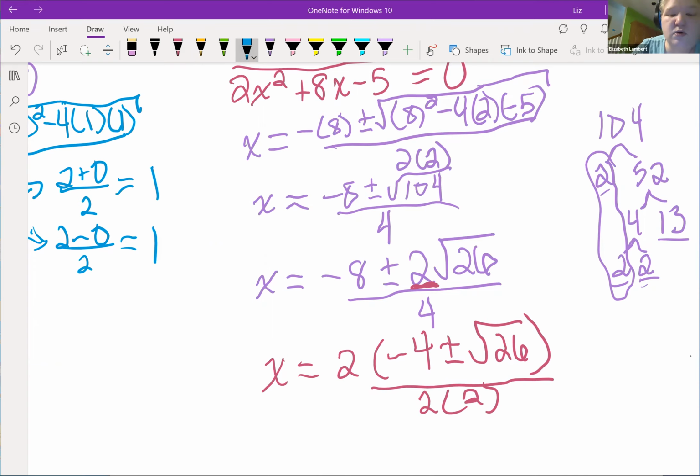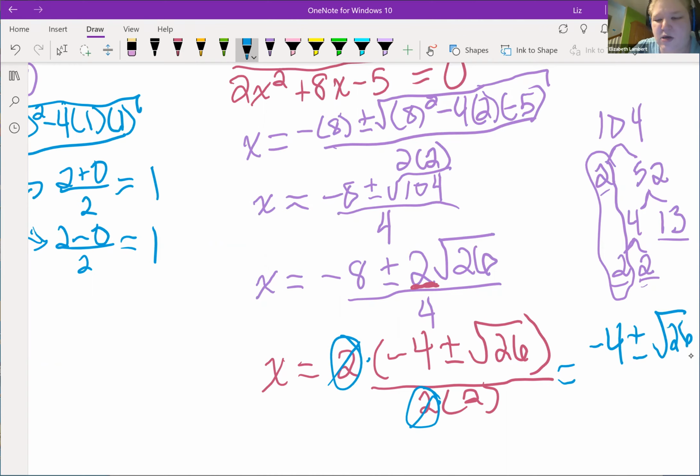And now it's 2 times the top and 2 times the bottom. They're both doubled. So we knock out the 2s. So this would be the reduced answer, the most simplified answer, which is the answer the computer then requires of you: negative 4 plus or minus the square root of 26, all over 2.